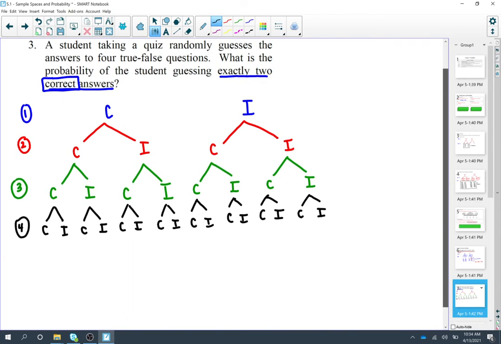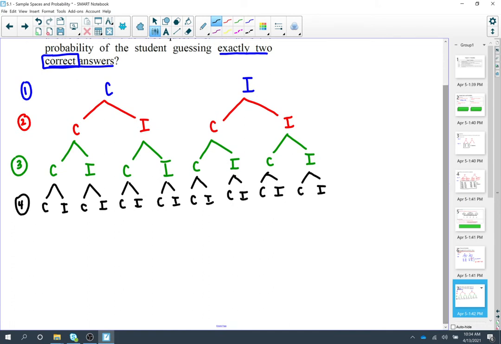So now we're going to take a look at this and we're going to find our sample space. So from this, our sample space, if I start up here, I have correct on the first question, correct on the second question, correct on the third question, correct on the fourth question. So correct, correct, correct, correct, which means he would have got 100% on his quiz. Or he could have done correct, correct, correct, incorrect, which means he got 3 out of 4, so he got a 75%.